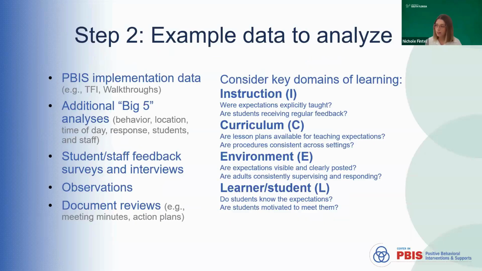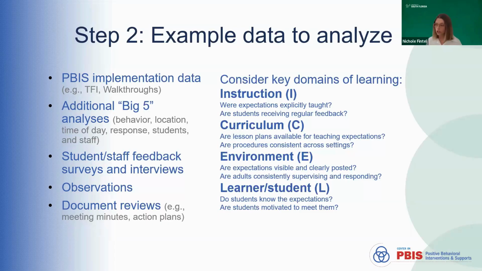In the problem analysis part of the framework, teams pool multiple data sources. This could include your PBIS implementation data like the TFI, maybe looking at some of the subscales of your TFI, as well as additional Big Five analyses. So teams might even apply the Big Five framework to specific behaviors or student groups. Additional data collection could include student and staff surveys, observations, maybe reviewing some documents. And we also encourage teams to consider the ICEL domains when identifying data sources and developing their hypotheses.